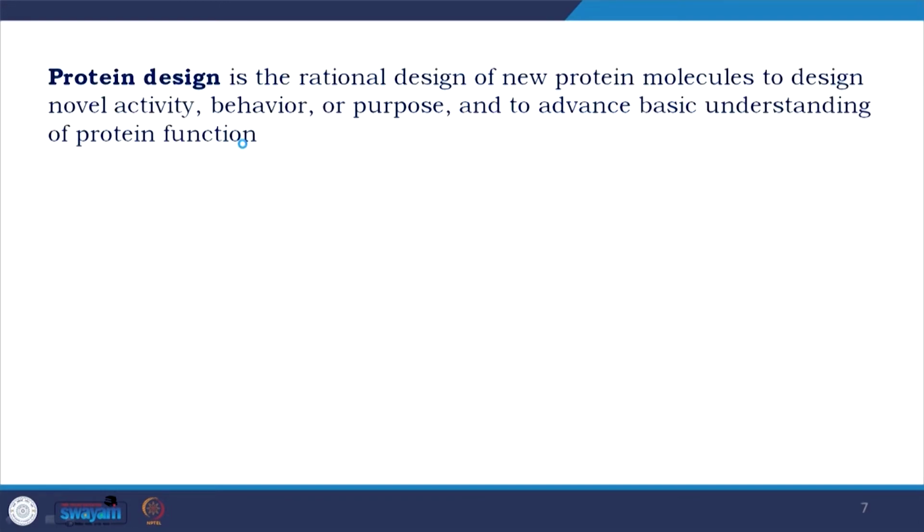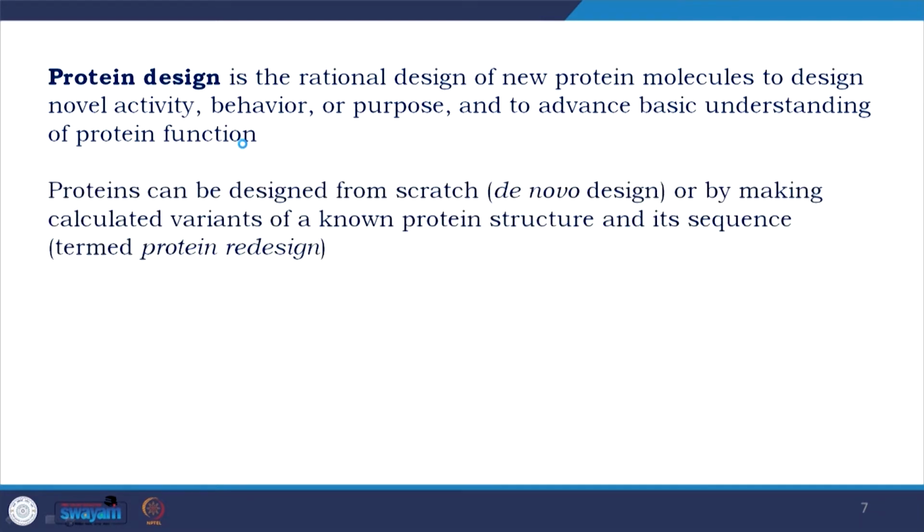So, now coming to the protein designing process. Protein designing is the rational design of a new protein molecule to design novel activity, behavior or purpose, and to advance basic understanding of protein function. Proteins can be designed from scratch, which is called de novo design, or by making calculated variants of a known protein structure. Suppose there is already a protein and you want to make the protein stable, that is called protein redesign.